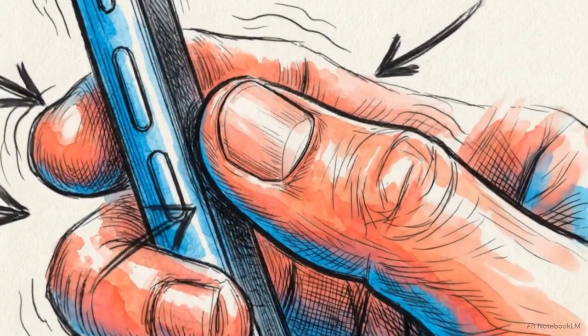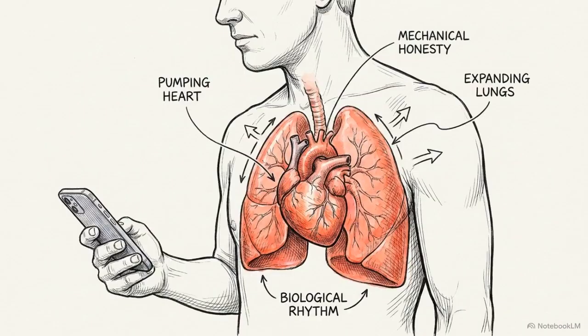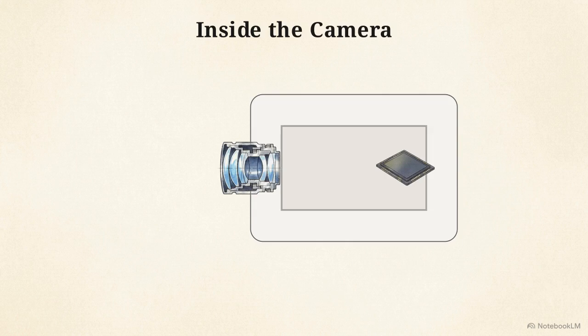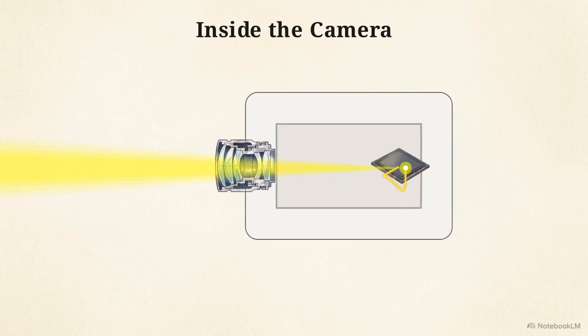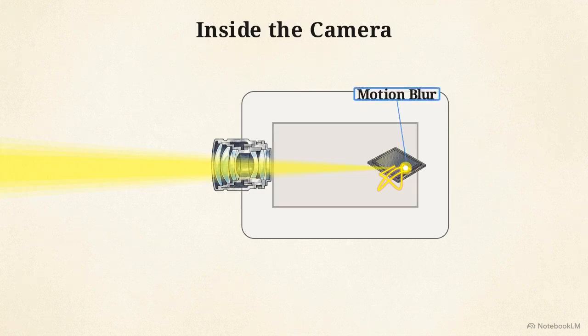Even if you think you're standing perfectly still, your muscles involuntarily twitch, your lungs expand and contract, and your heart physically pumps blood. This diagram shows exactly what happens inside a camera. A single point of incoming light hits the sensor panel, but because the camera body drifts laterally while the shutter is open, that tiny point smears into a wide streak across the digital canvas.